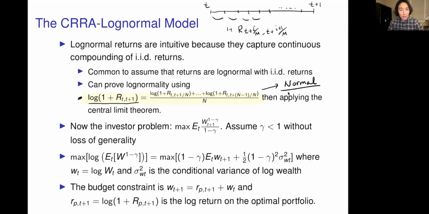Now, let's take a look at this investor problem. So the investor is going to maximize the expected future utility, where the utility is given with this CRRA utility function. And we will assume that gamma is less than 1 without loss of generality. Okay. 자, 그 다음에 어떤 성질을 쓸 수 있냐면요.